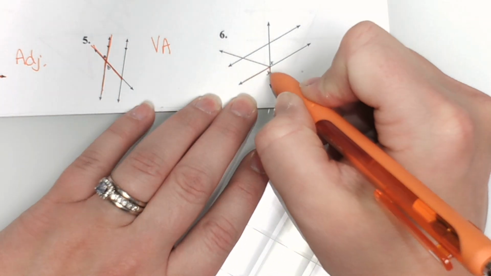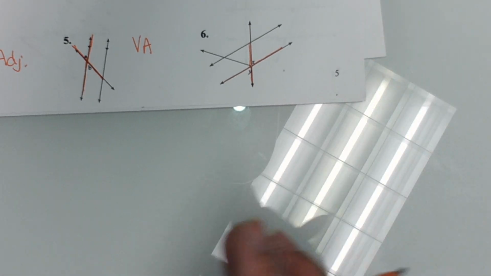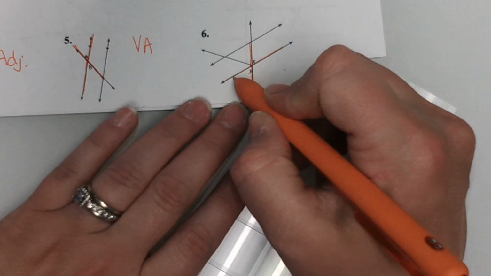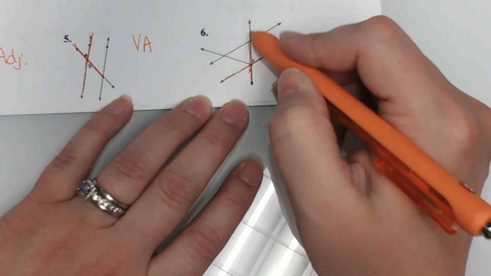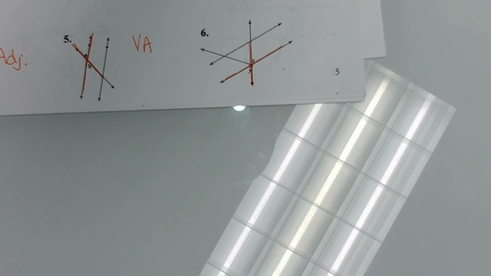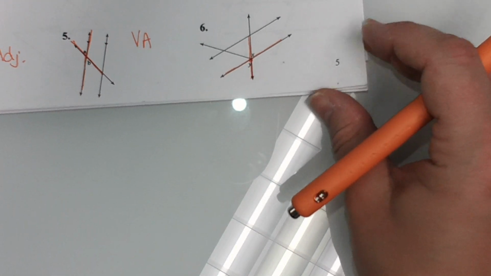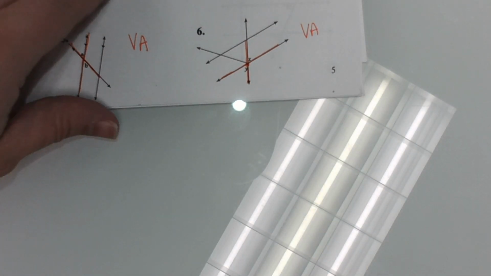Last one uses this angle and this angle. Ella, do they share a vertex? So the vertex is the pointy part of the angle. So if I do this, that's this one's vertex. Then yes, they share a vertex. Gabe, what kind of angle pair are you thinking for 6? Vertical angles again, because they're forming the X.